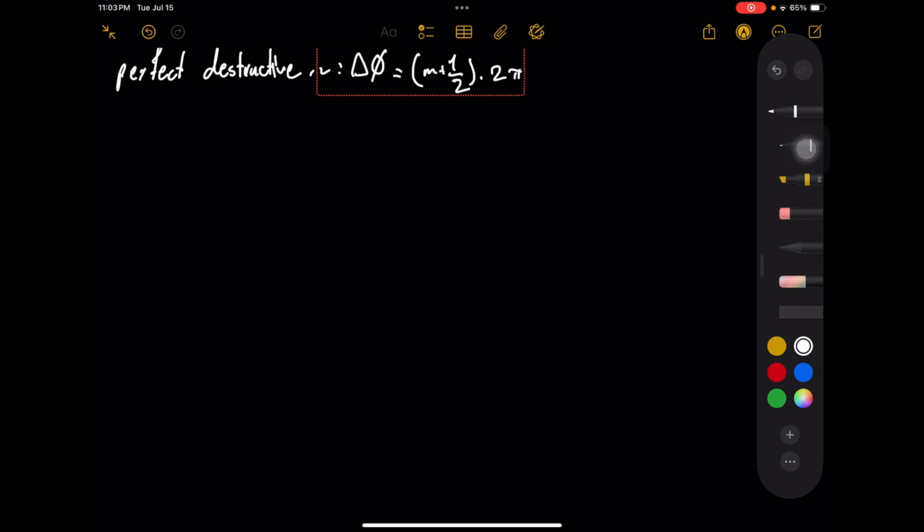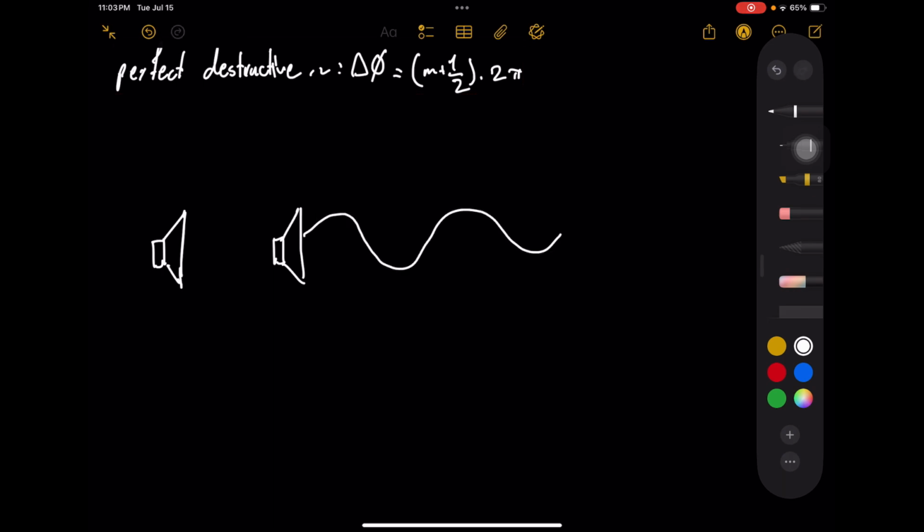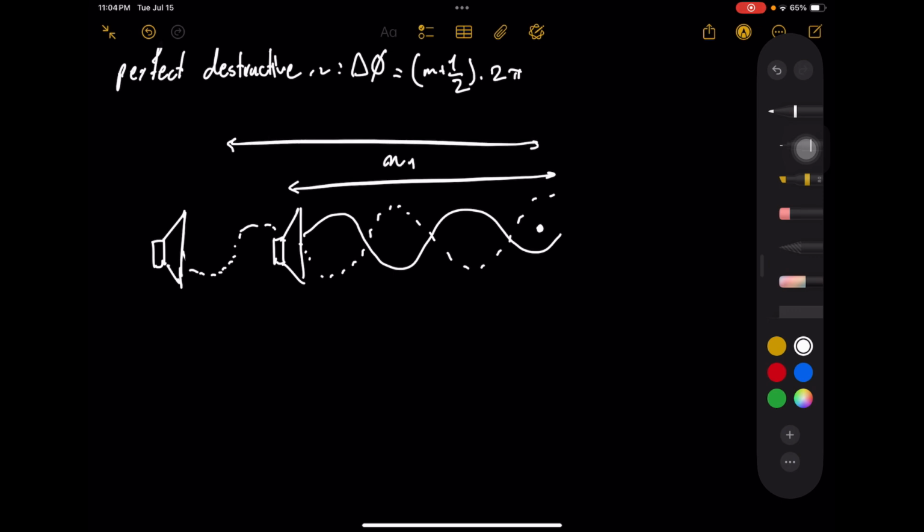So now, imagine two speakers. This one is speaker 2, for example, and this one is speaker 1. They produce sound waves. For example, the speaker 1 sound wave is like this, and speaker 2 produces a sound wave like this. Something similar to that. And for example, we want to detect at this point. The distance for this one is x1, and the distance for this one is x2.